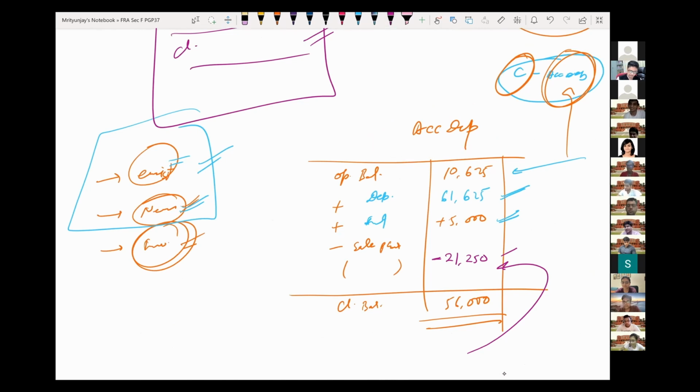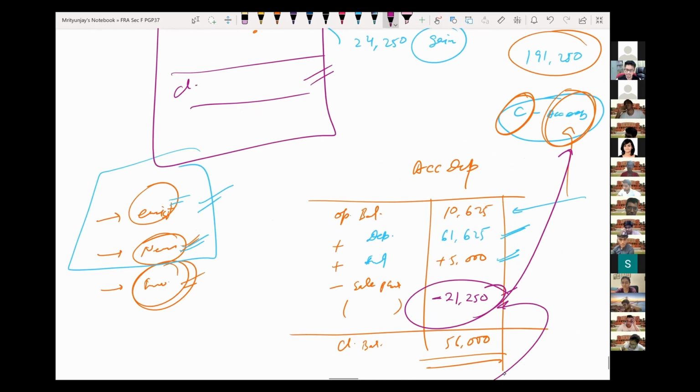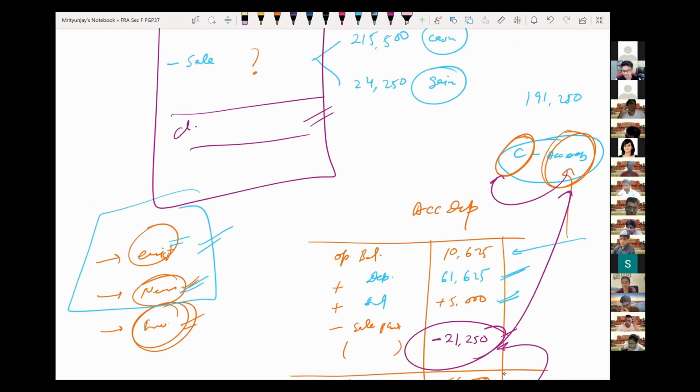So we have plugged in these variables. This is coming here. From here we found out the cost of the asset: if the net value is 191,250 and accumulated depreciation is 21,250, then could we find out the gross value? What would have been the gross value?